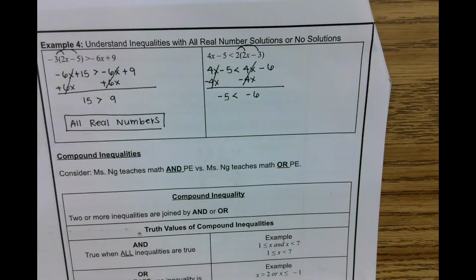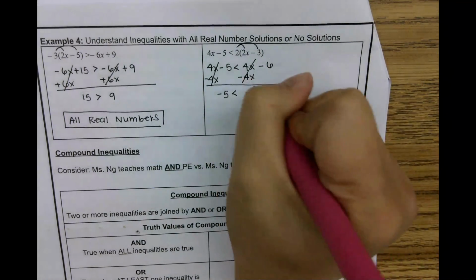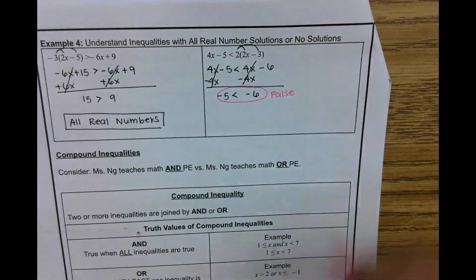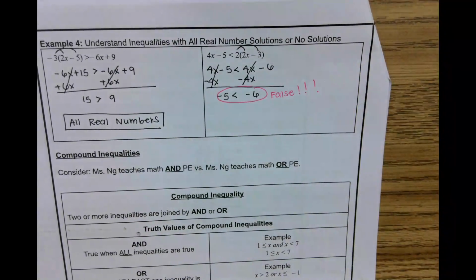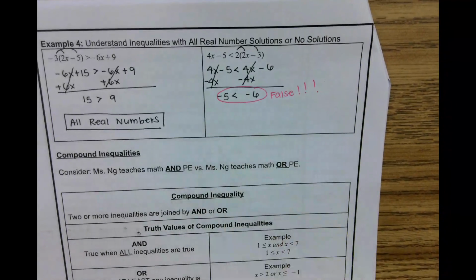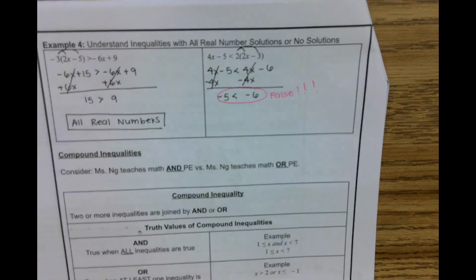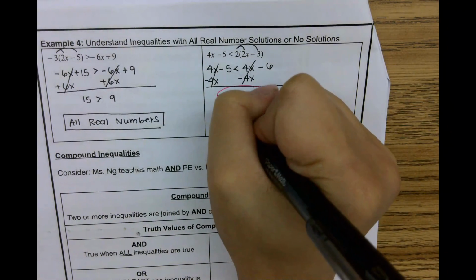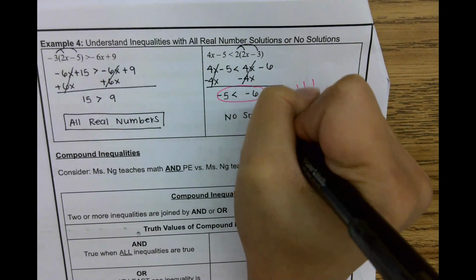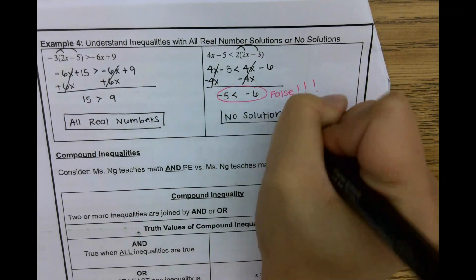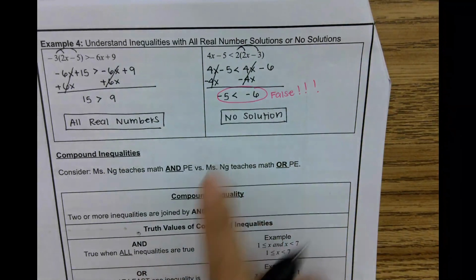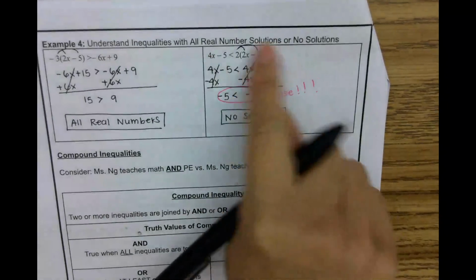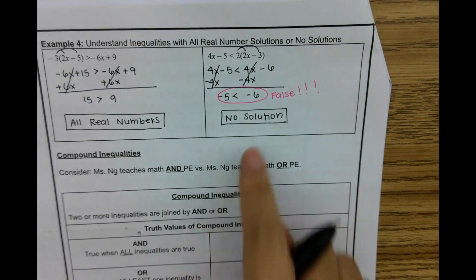What you should see here is that negative 5 less than negative 6 is a false statement. This is never true. When we arrive at a false statement like this, just like our equations when we arrived at something crazy like 2 equals 5, this tells us that there is no solution. No matter what number we choose, if we plug it in, it will always be false. We cannot get something where it will work out. So that's why it is no solution.